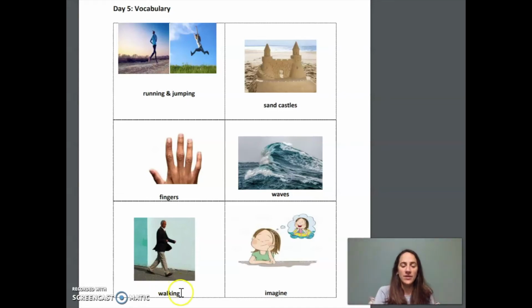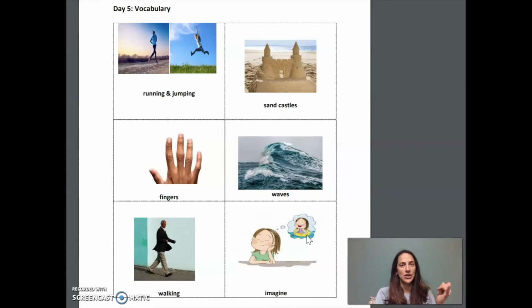And all of these words have my ing for my actions. Repeat after me. Walking. Our last word is imagine. What do you see? I see a girl. She closes her eyes and she is thinking. She is going to imagine something else.